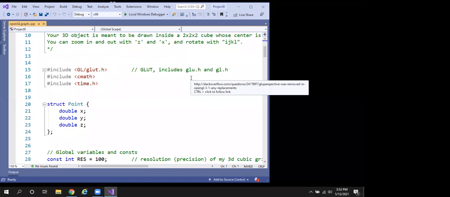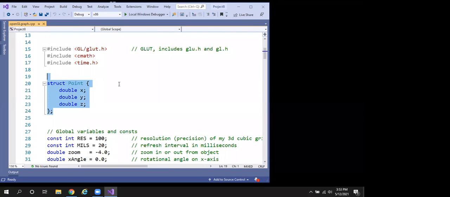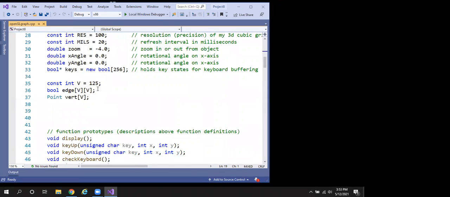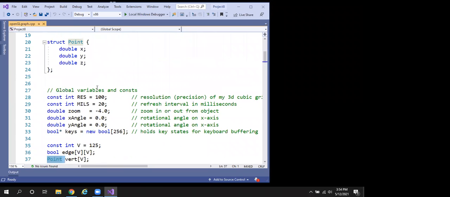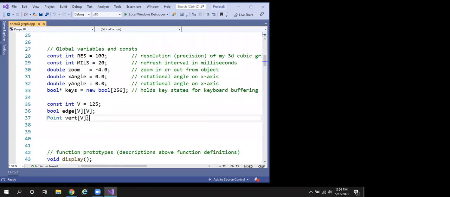So here's one data structure: my point just has X, Y, Z, right? But I also have 3 things. I've got V, which is my vertex count. I have 125 vertices in this particular graph. I have an array of vertices. Each one is a point because each vertex is going to be in 3 dimensions, so it'll have 3 coordinates, X, Y, and Z. And I have an array of V of them. V is the size of my vertex set.